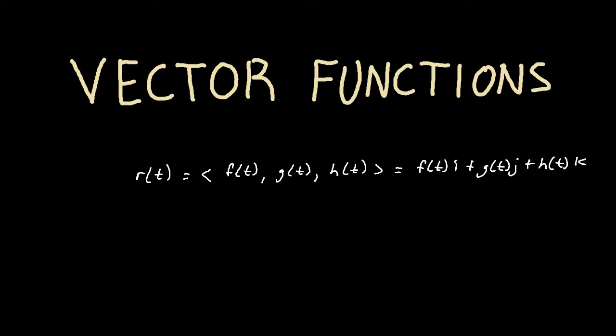If we were to find the domain of the vector function r of t, we would have to find the domain of f of t, g of t, and h of t individually, and then we need to find a domain that satisfies all three of them.